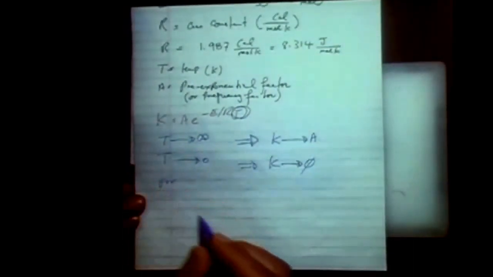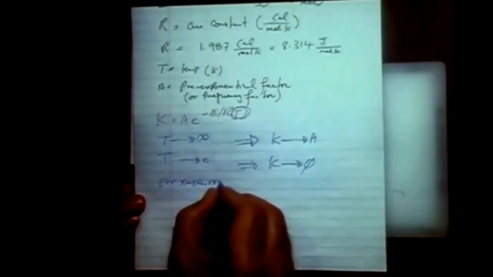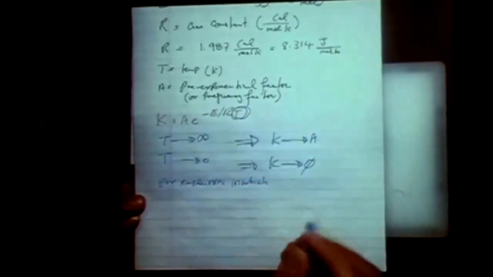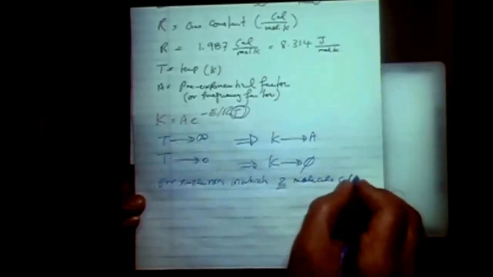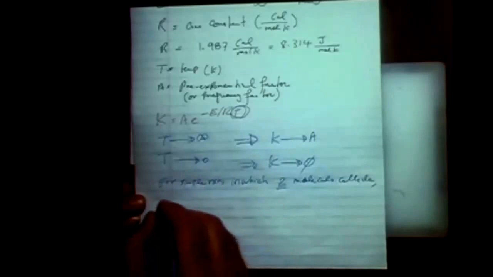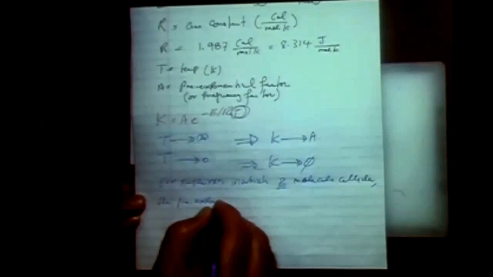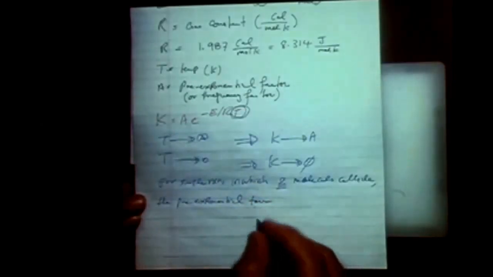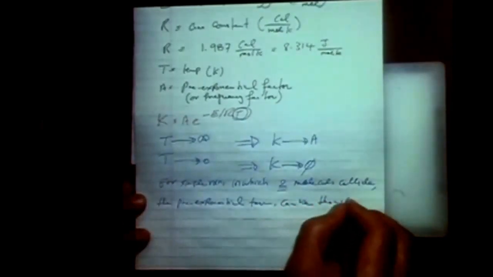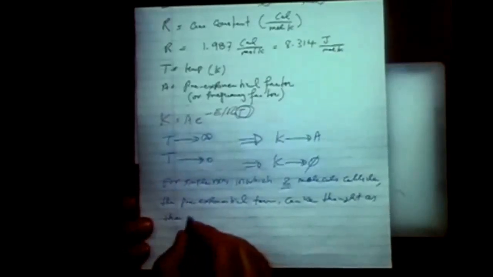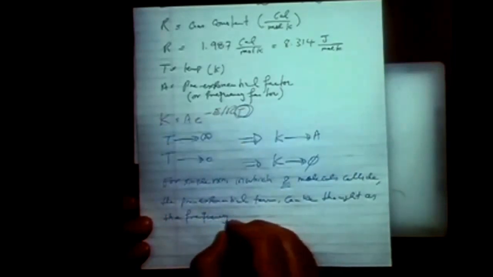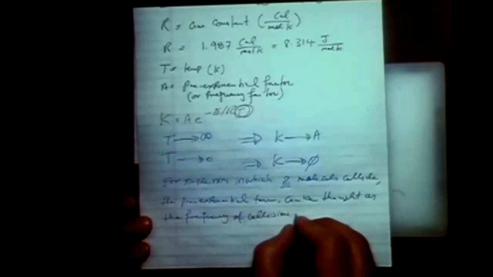Okay, so again, just to put some definition on the board: for simple reactions in which two molecules collide, let's assume we have two molecules colliding, the pre-exponential term can be thought of as the frequency of collisions of molecules.